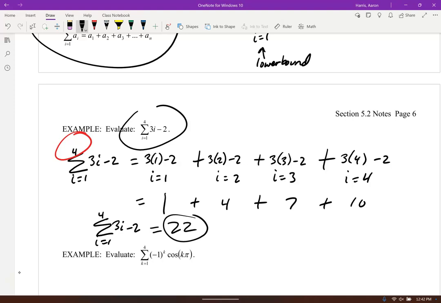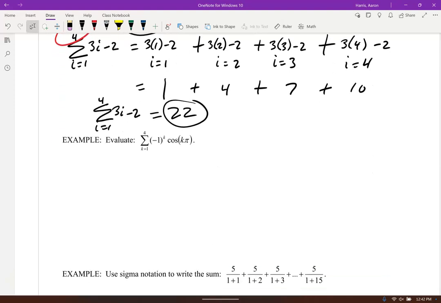And that's the summation of 3i minus 2 from i being 1 up to 4. It is 22. Okay. Let's do the next one there with a negative 1 to the k, cosine of k pi. So in this case, I'm sorry, you don't have to use i all the time. In this case, we have a k, it looks like. So if k is 1, plus, so here's k being 1. Now I'm going to let k be 2. Then I'm going to let k be 3. And again, it looks like our upper bound is 4. So we're just going to stop at 4.